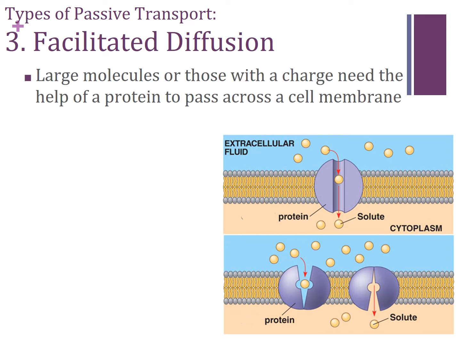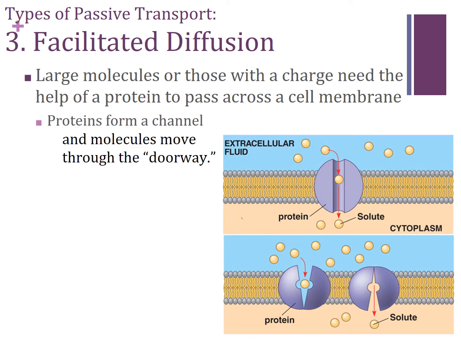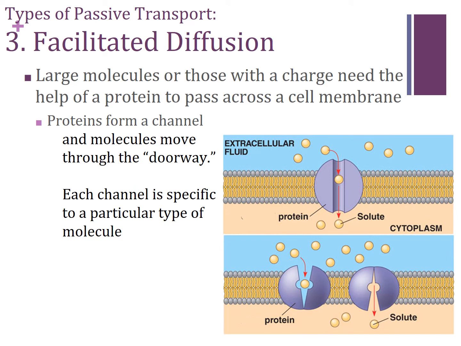In facilitated diffusion, large molecules or things that are charged negatively or positively will need the help of a protein to pass across a cell membrane. The proteins will form a channel, and the molecules are going to move through that channel or that doorway. Each channel is specific to a certain type of molecule. And this actually doesn't require any energy. That's why it's part of passive transport.